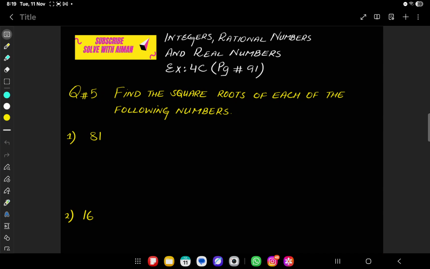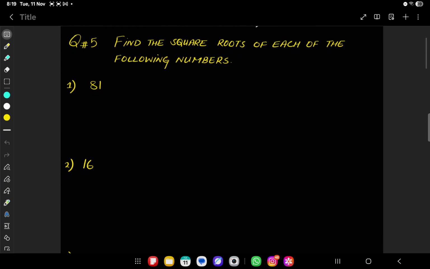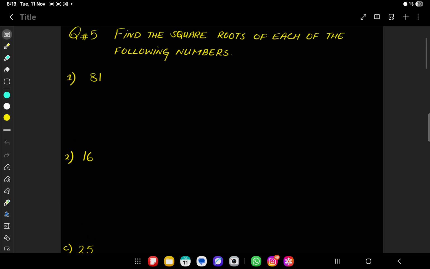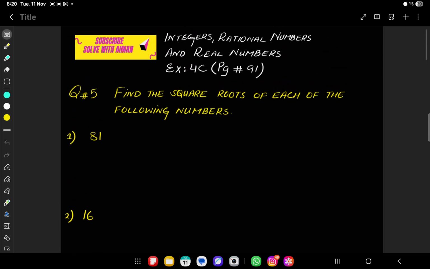They have given us some numbers. You can see on screen the numbers are 81, 16, 25 and 100, and they are saying find the square root of each of the following numbers. As you know that we are doing the integers chapter, so we have to consider both the positive and the negative numbers in mind while we are finding out the square root of the given number. We have to see the concept in detail.